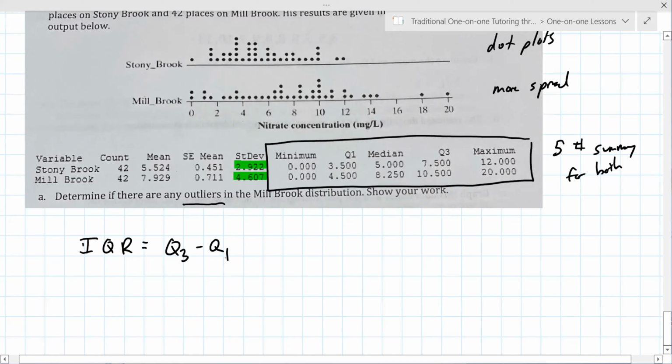So we need to do it for both, but I'm just going to tell you that the only chance of outliers is going to be for Millbrook. So Q3 for Millbrook is 10.5 minus 4.5 for Q1, which is 6.